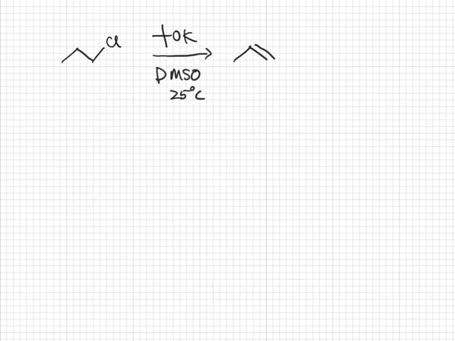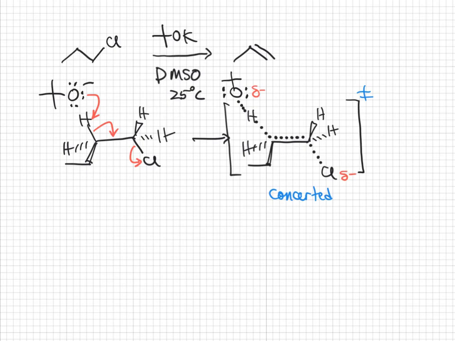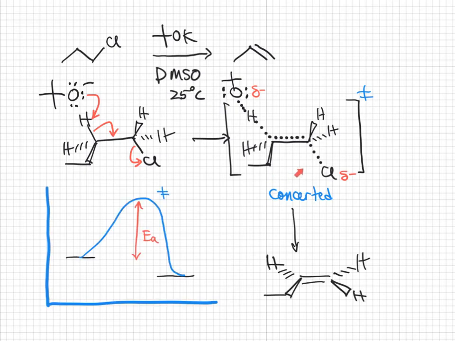E2 elimination reactions may also be conducted in polar aprotic solvents using bulky bases. With a bulky base like t-butoxide, elimination occurs at a faster rate than SN2 substitution. Concerted elimination gives rise to a bimolecular transition state. The rate of product formation is then governed solely by the transition state energy. There is no carbocation intermediate, as with E1 elimination reactions.